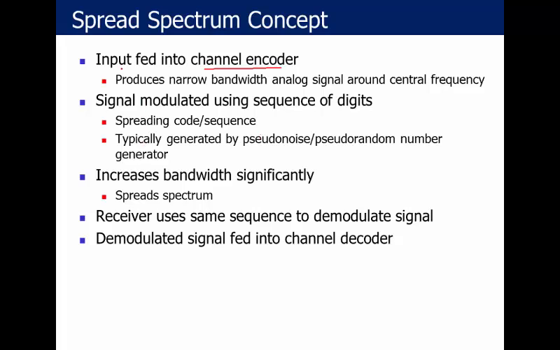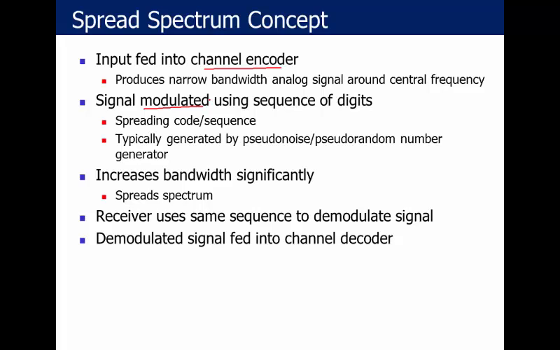So the input fed into the channel encoder produces a narrow bandwidth signal around the central frequencies. So given the frequency band, it appears there in the center of the frequencies. The signal is modulated using a sequence of digits. So the modulation concept is being used. So we have a spread encode and sequence. All details will be seen in a minute.